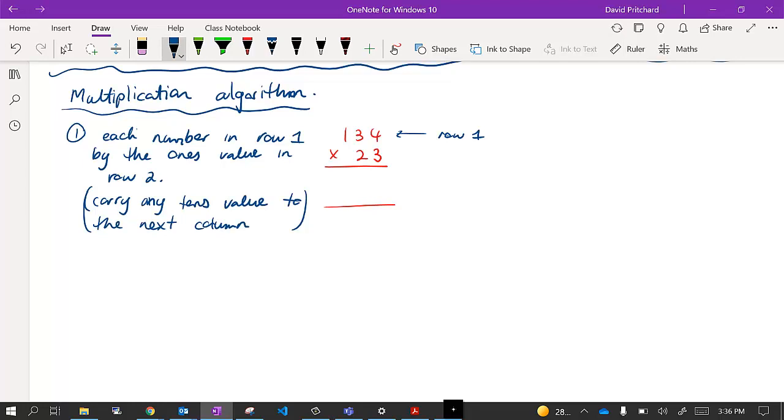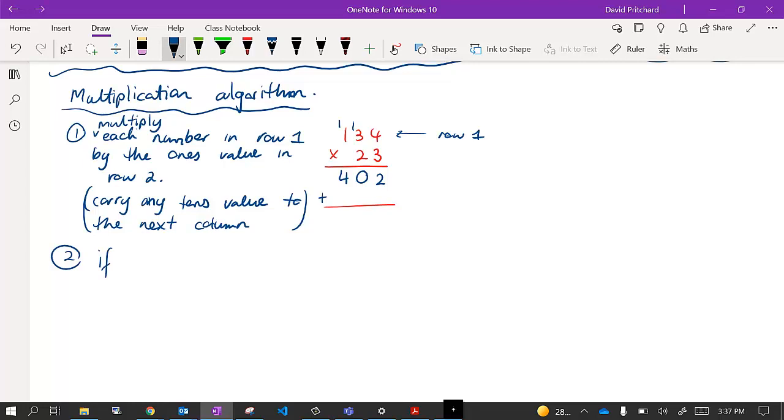Okay, so we'll go through that. This is something we've done a lot, I assume. 4 times 3 is 12, so the 2 goes here, and we carry the 1. We then look at that 3 by 3. So 3 times 3 is 9 plus the 1. So that value we carry, we're going to add on. So plus 1 gives us 10. So we're left with 0. And we carry the 1. And now our last one is 3 times 1 is 3. Plus 1 is 4. Okay, so that's the first thing we do in our multiplication algorithm. We multiply each number in row 1 by the ones value in row 2.